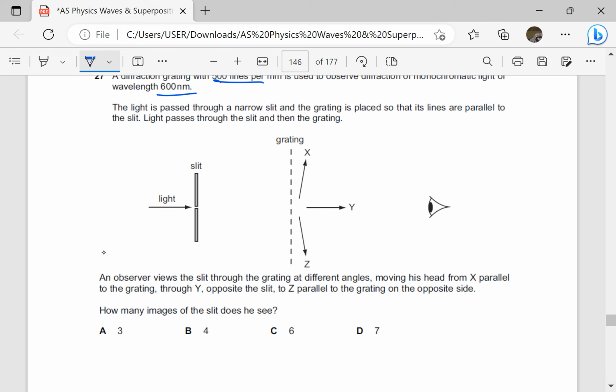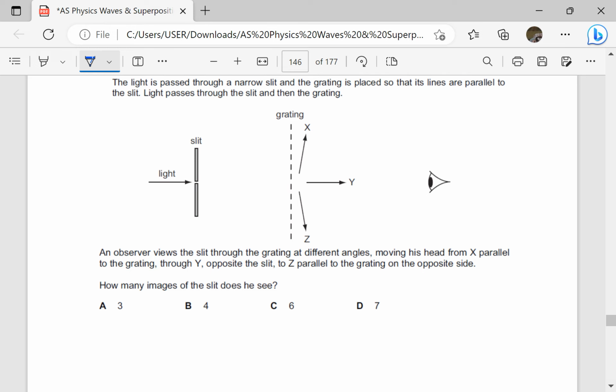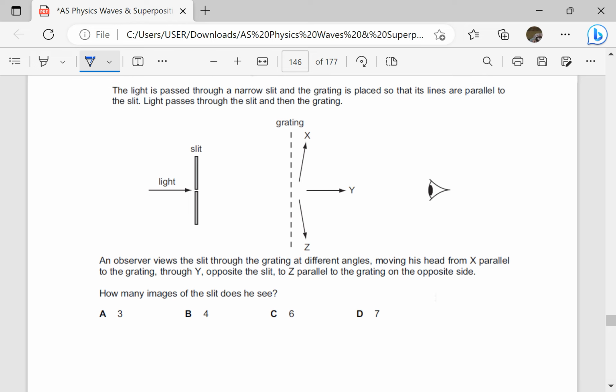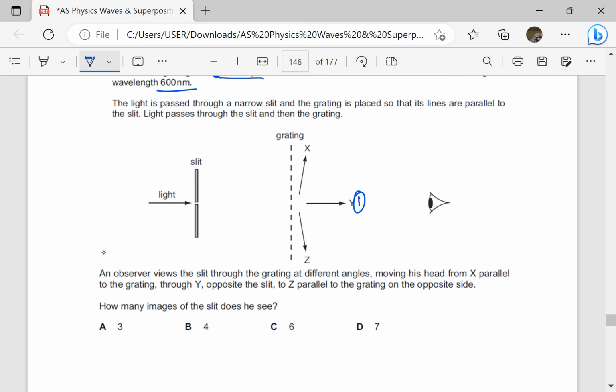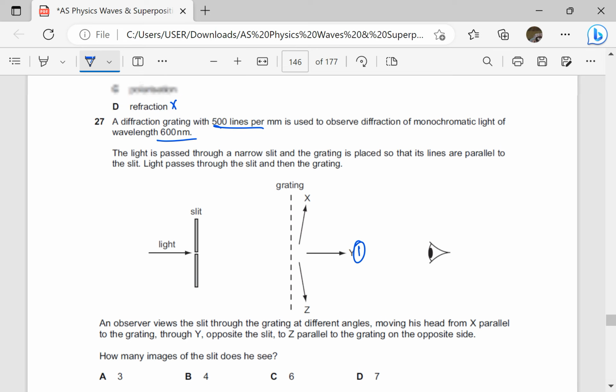An observer views the slit through the grating at different angles, moving his head from X, parallel to the grating, through Y, opposite the slit, to Z, parallel to the grating on the opposite side. How many lines of the slit does he see? Already this is 1. At the position Y, there is a pattern there. So let's check the remaining ones.